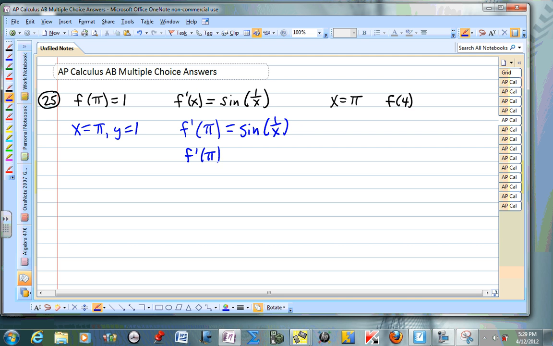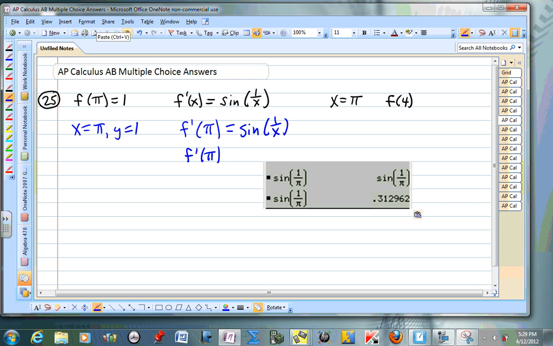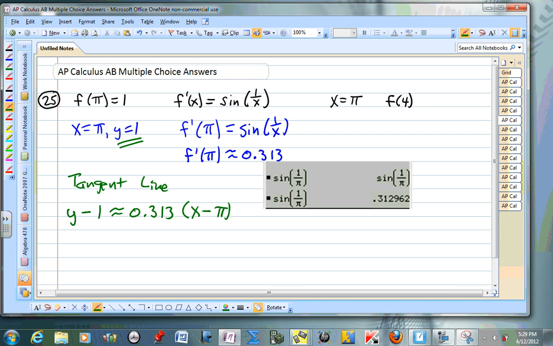And if we use our calculator, we'll see that the sine of 1 over pi is approximately 0.313. Now when we type into our calculator, we'll use more decimal places of accuracy than this, but we'll just write down 3 places for right now. And this is enough information to get our tangent line equation. And we can say that y minus 1, the y value, is going to be approximately equal to the slope 0.313 times the quantity x minus pi, the x value.